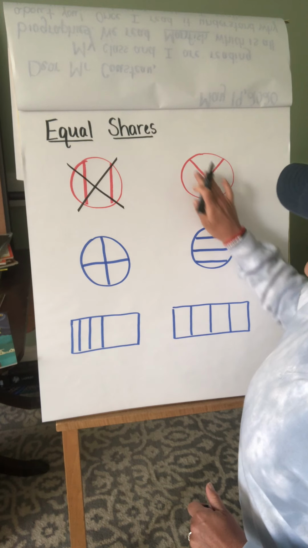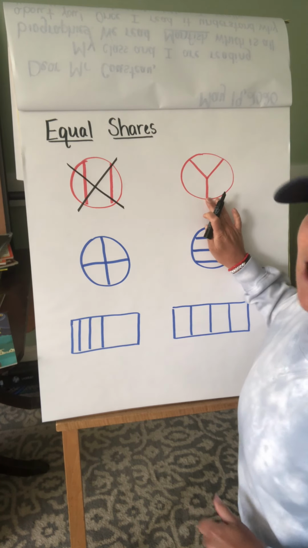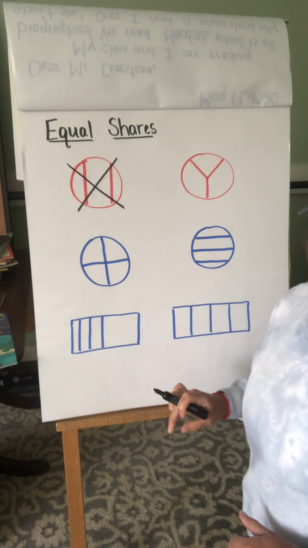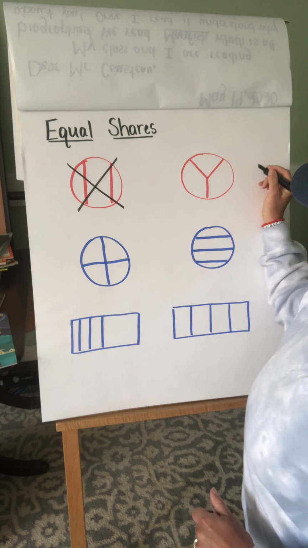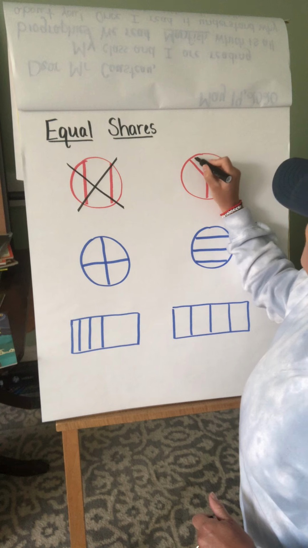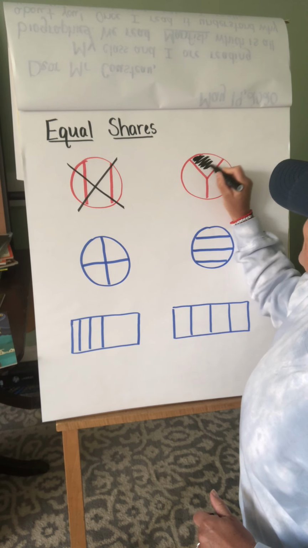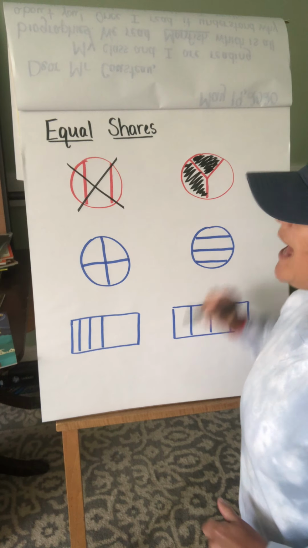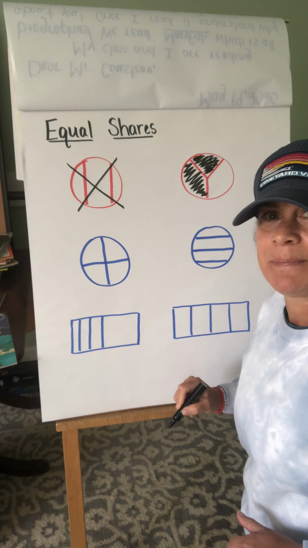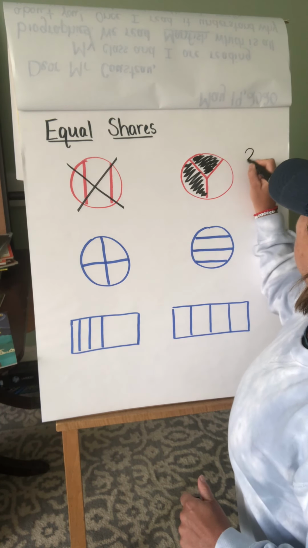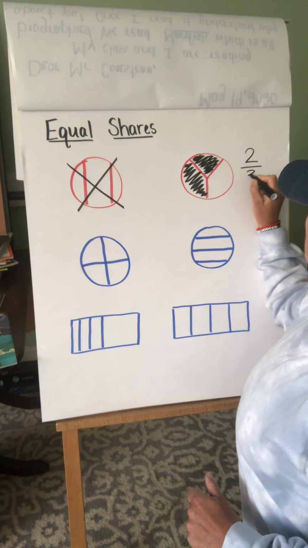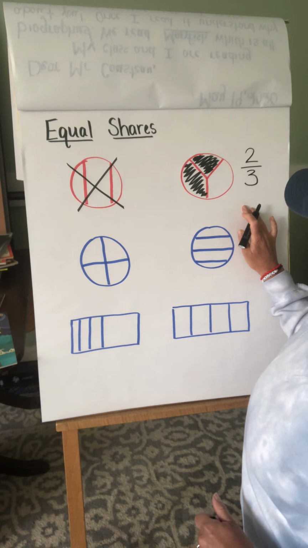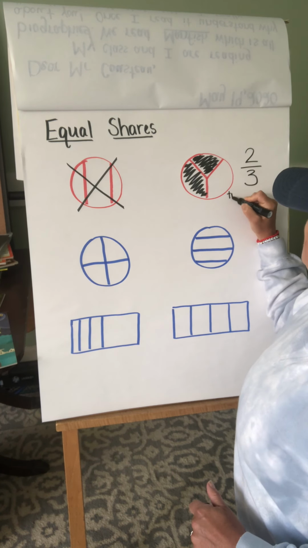This does. When you make a circle and you put a Y through it, it makes it into even slices, okay? So this shows thirds. If I were to say I'm going to eat this slice and this slice, how much of the pizza am I eating? I am eating 2 out of the 3 slices, or 2/3, okay? I'm going to label that 2/3.